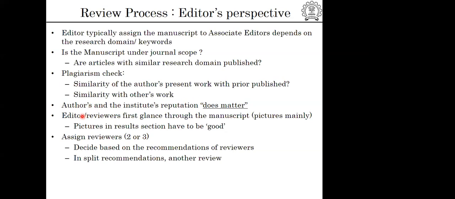Editors review by first glancing through the manuscript. They mainly look only at the pictures. So I would suggest that you try to keep good quality pictures in the results section.